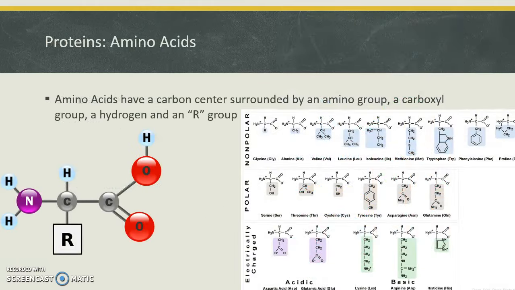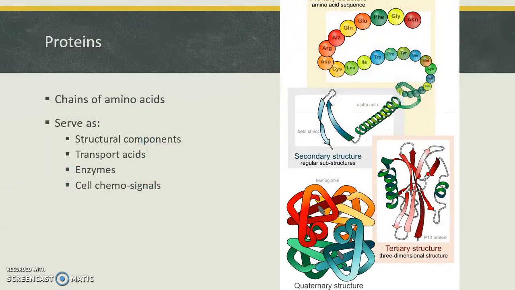So that's kind of it. No, didn't mean to do that. So that's kind of it for nucleic acids.